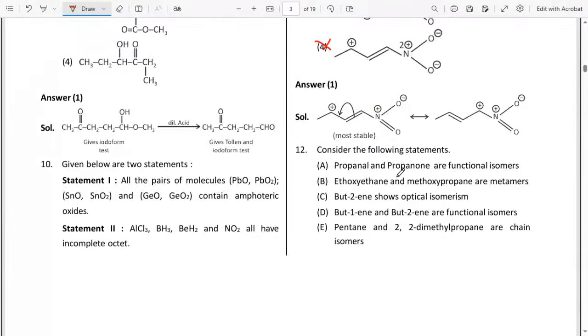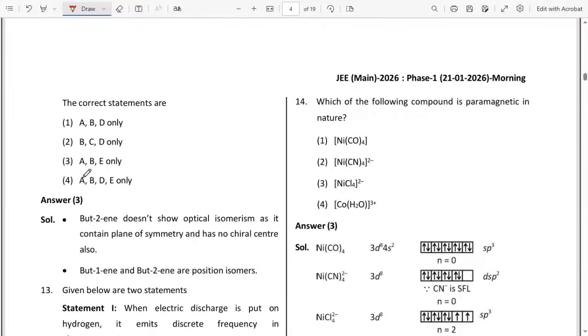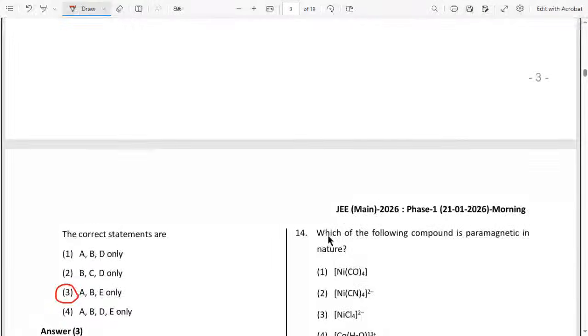Consider the following statements. Propanol and propanone are functional isomers. Ethoxyethane and methoxypropane are metamers. But-2-ene shows optical isomerism. But-1-ene and but-2-ene are functional isomers. Pentane and 2,2-dimethylpropane are chain isomers. So what are the correct statements? Yes, A, B, E only. What are A, B, E?